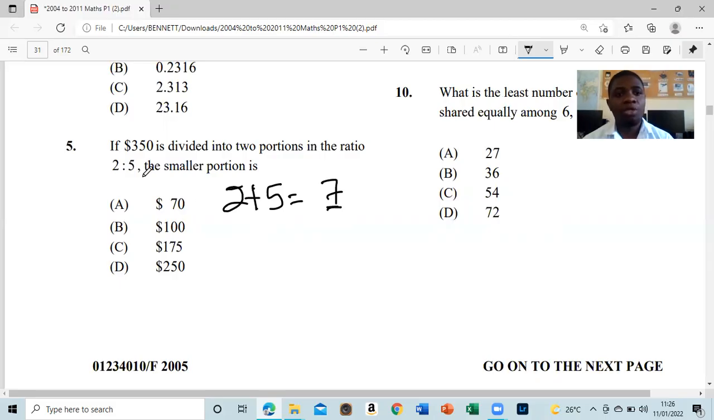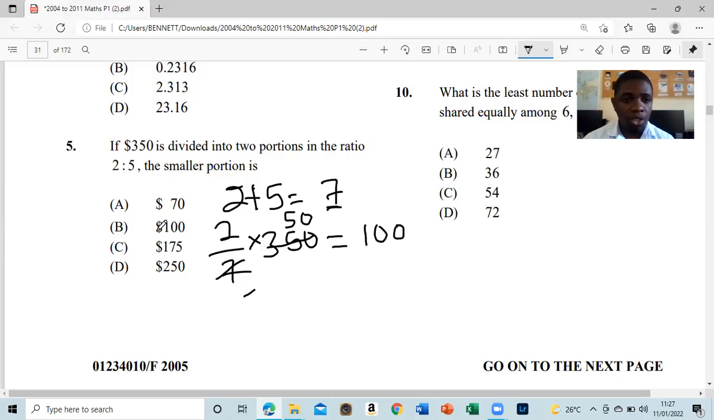So we can say, all right, 2 out of the 7 is the smaller portion, times the total money being shared, which is 350. So 7 goes into 350 fifty times. 7 times 5 is 35, so that's 50. And then 2 times 50 will give us 100, right?